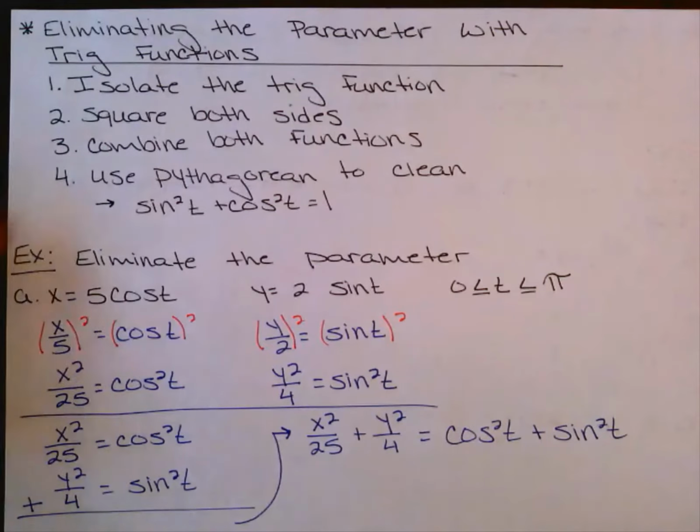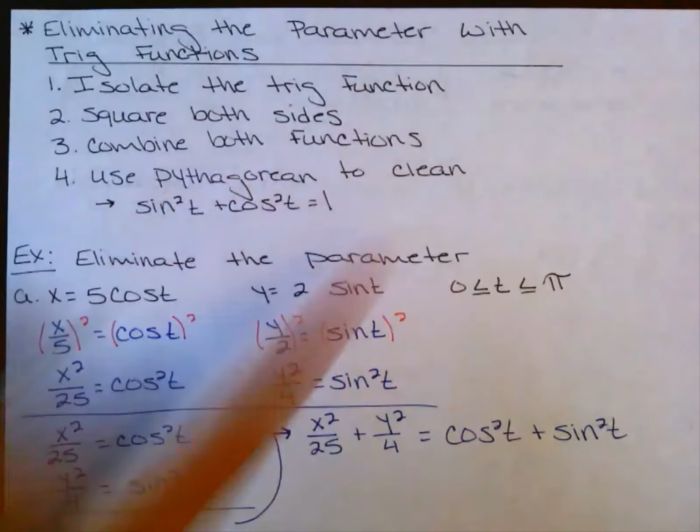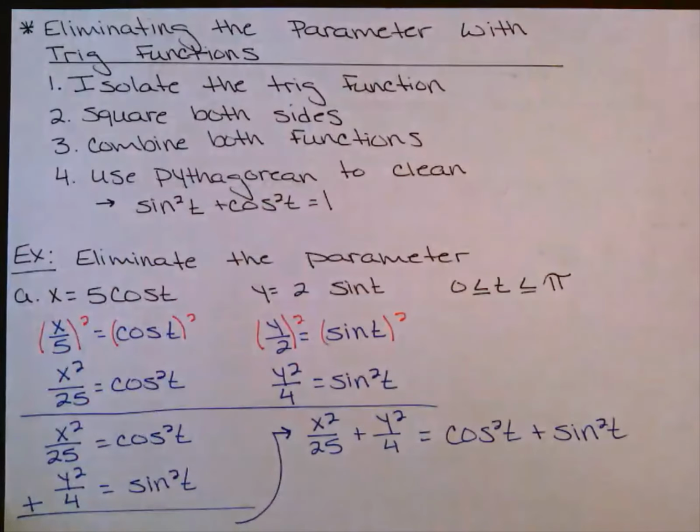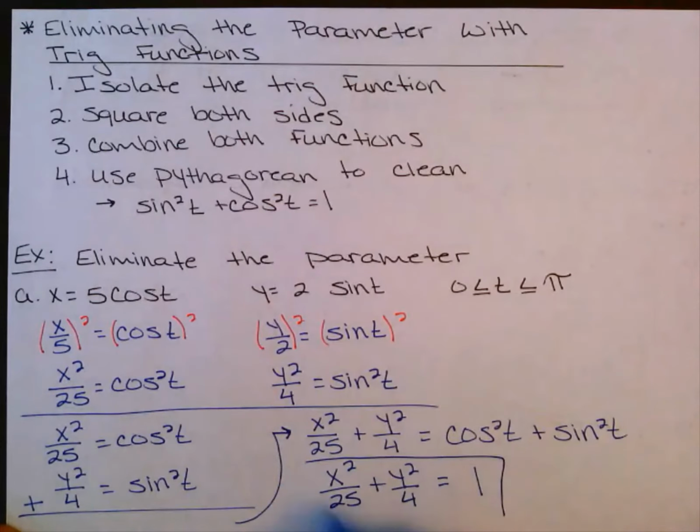Okay? And then step 4 says to use Pythagorean to clean. We remember that cosine squared and sine squared being added together equals 1. So I can clean that up. And now I can clearly see that this is an ellipse.